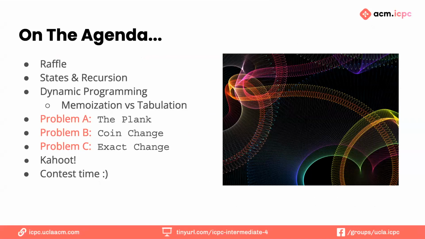So on the agenda today, we're going to start off with our raffle, and then we're going to talk about states and recursion, and also relate this briefly to last week. Since there were a lot of conflicts last week, a lot of you weren't here, so that will also be an opportunity for you to get a teaser of what last week was like. And then we're going to get into the meat of today, which is covering dynamic programming and the two main ways of implementing it. And then we'll be going over 3 example problems, and then we'll end with the Kahoot.